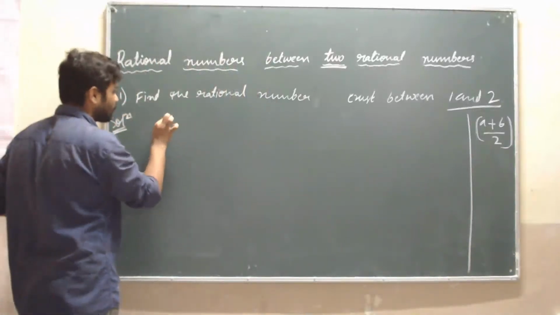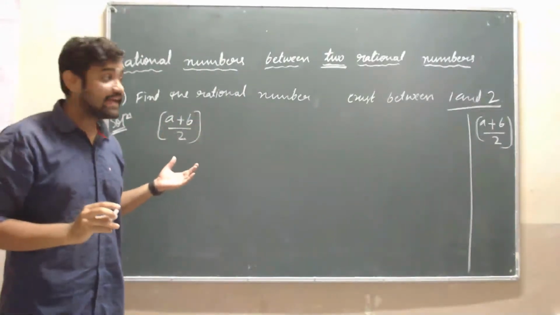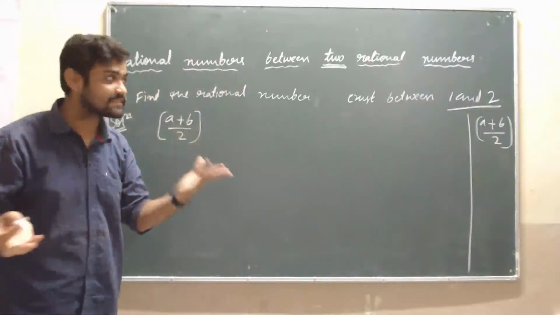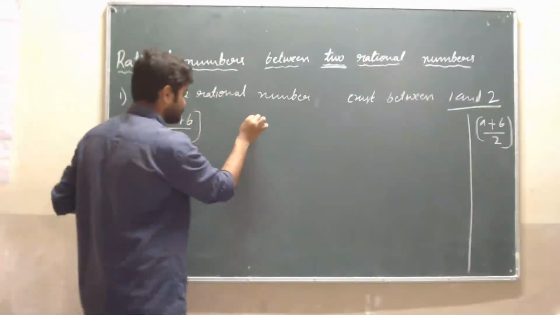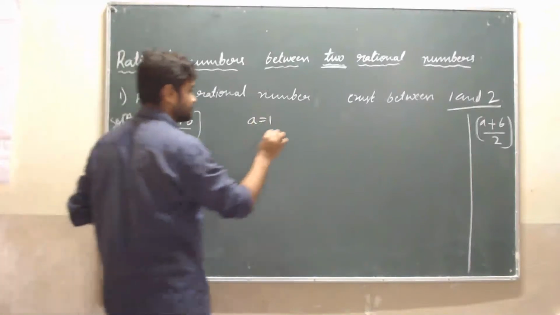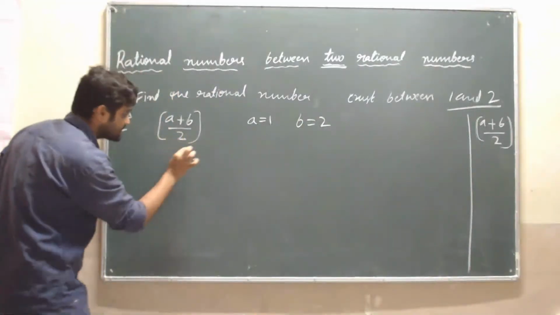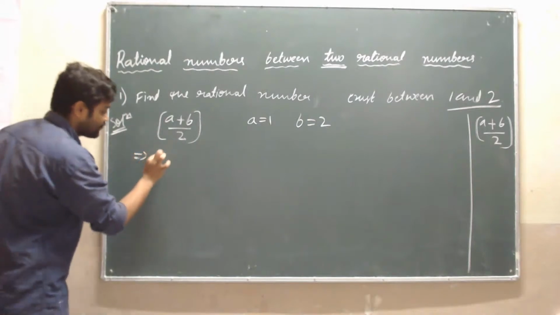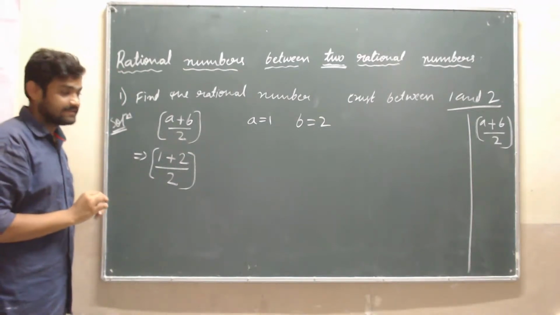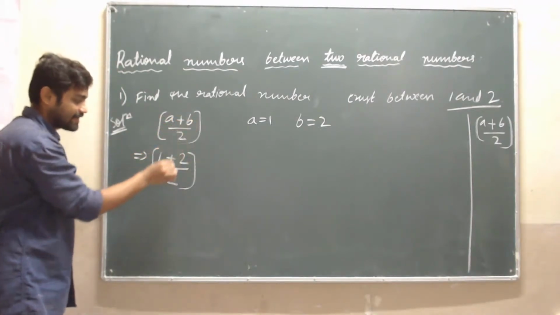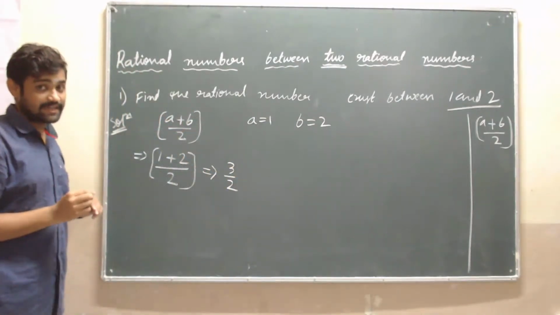What is the formula we have? That is (a plus b) by 2. And what are the values of A and B here? A value is 1 and B value is 2. Why, sir? Because in the question it is given that between 1 and 2 we have to find the rational numbers. Take A equal to 1, B equal to 2. Then substitute these values: (1 plus 2) divided by 2. Then what will we get? That is 3 by 2.